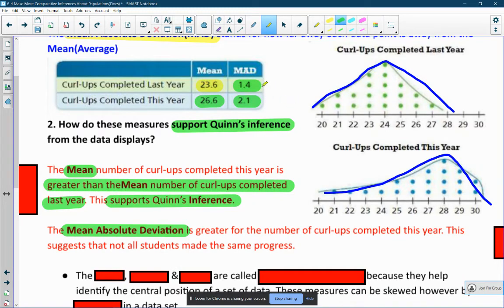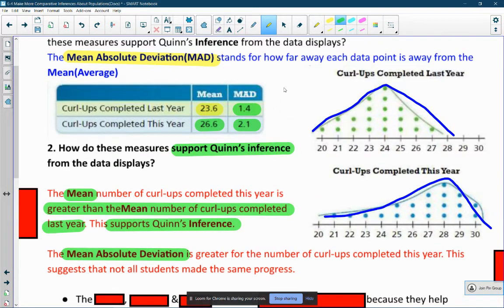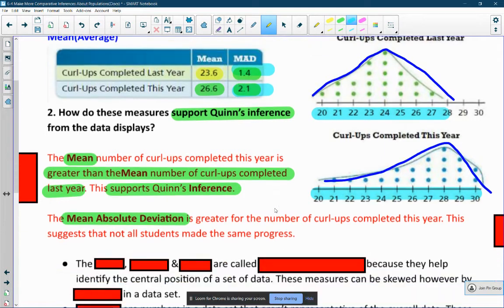So one of the things the mean absolute deviation is connected to is the variability, how spread out the data is. The more spread out the data is, the greater the mean absolute deviation, right? The more tightly packed the data is, the lower the mean absolute deviation is. So that's kind of one of the things to see. The more spread out, the greater the MAD. The more narrow, the less the MAD is, okay?